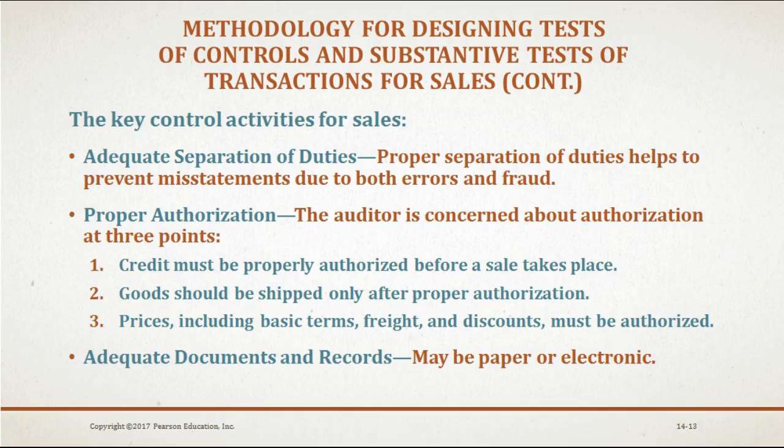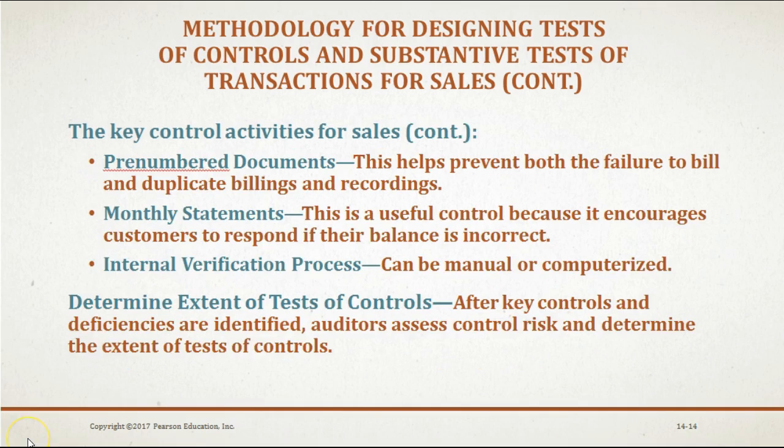authorized. Adequate documents and records must exist before most of the transaction-related assertions can be met. These records may be in paper or electronic form. Pre-numbered documents help prevent both the failure to bill customers and duplicate billings and recordings. Monthly statements are a useful control because they encourage customers to respond if their balance is incorrect. Internal verification processes can be manual or computerized.